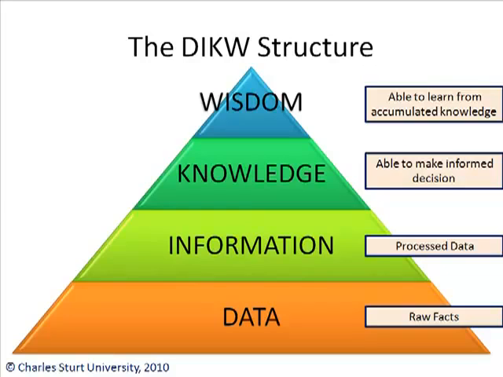Then the highest level is the wisdom level, and that's all about learning from all this accumulated knowledge. Why are all these things happening? Why are people bypassing the change management process? Why do we see an increase in the average time of resolving incidents or problems? Why is all this stuff happening? So we're talking about the data, information, knowledge, and wisdom structure, the DIKW structure.